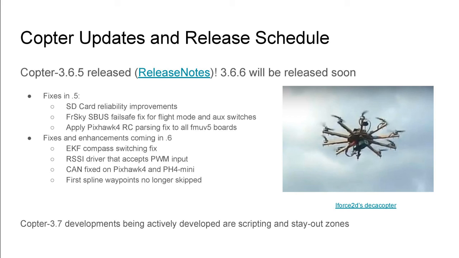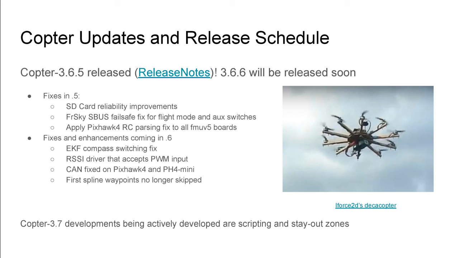There's also a FrSky S-Bus failsafe fix on the flight mode and auxiliary switches. So the funny thing about FrSky S-Bus is that when it recovers from a failsafe, not all of the channels recover at exactly the same time. Sometimes you'll have a laggard, another channel which doesn't recover until much later. And if that was set up as an auxiliary switch, you could end up with whatever feature was attached to that switch triggering as soon as the vehicle came out of failsafe. So that's fixed up now in 3.6.5.